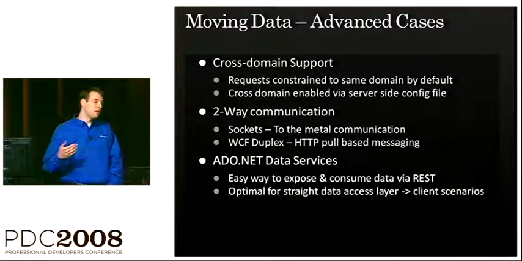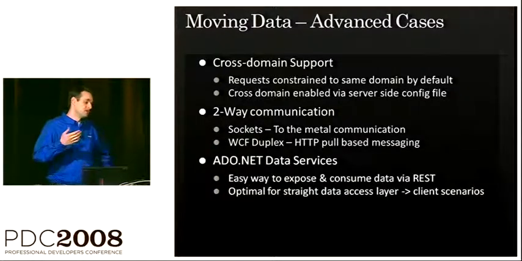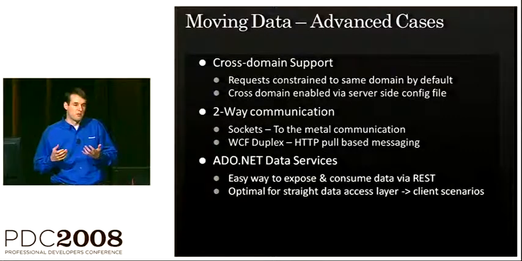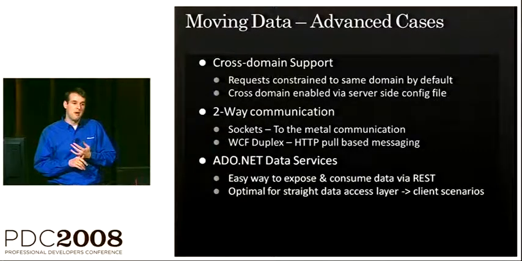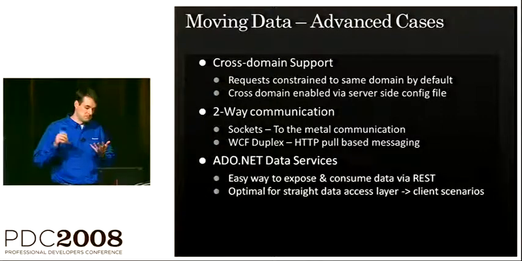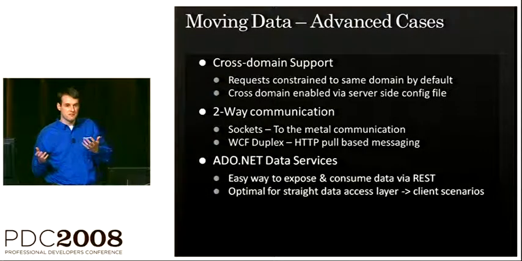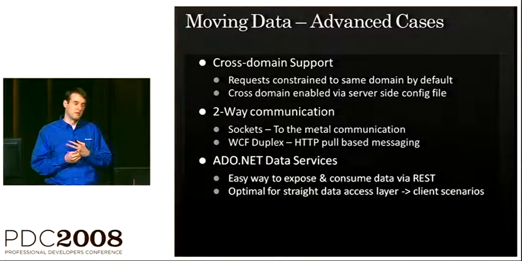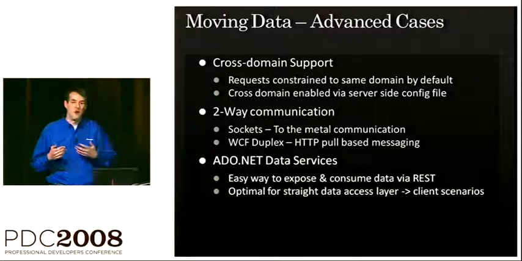And if you're talking about two-way communication, you want to be able to do not just downloads from the server, you want to be able to push data from the server to the client. We have two different options. We have sockets, which is the to-the-metal way to go about getting it. It gives you all the control in the world. Now, the downside with sockets is that it's a little bit more complex from a programming model perspective, and you start to suffer from firewall and proxy issues.